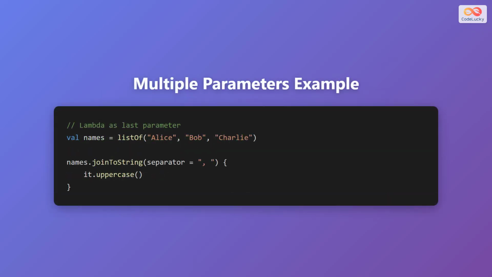Trailing lambda syntax works great even when there are multiple parameters. In this example, join2string has a named parameter separator set to comma space, and the lambda comes last. The lambda converts each element to uppercase using the uppercase function. Only the last parameter, which is the lambda, moves outside the parentheses. All other parameters stay inside as usual.